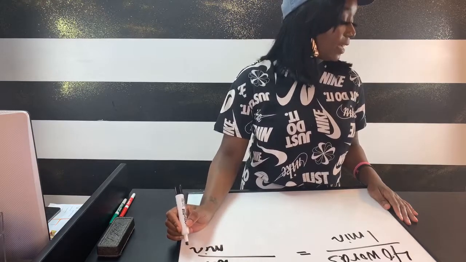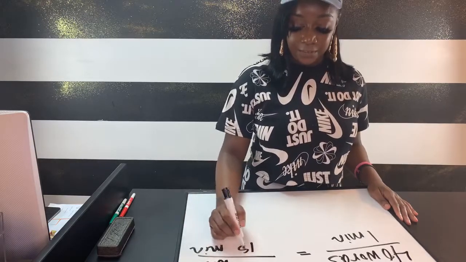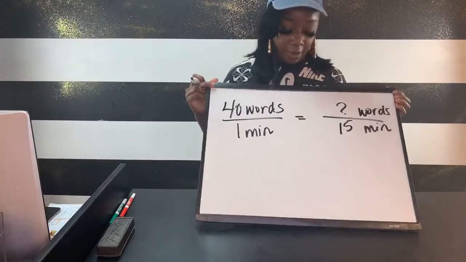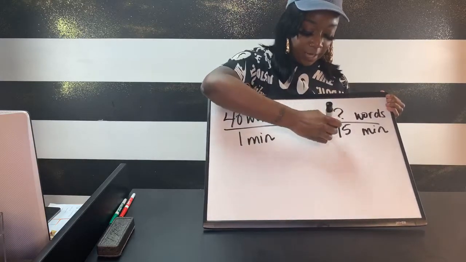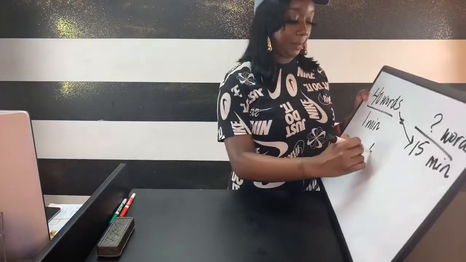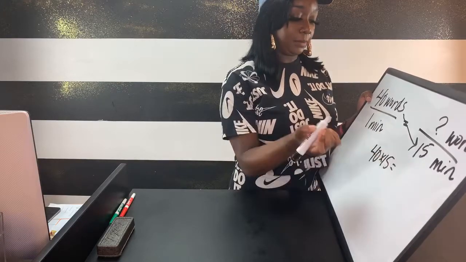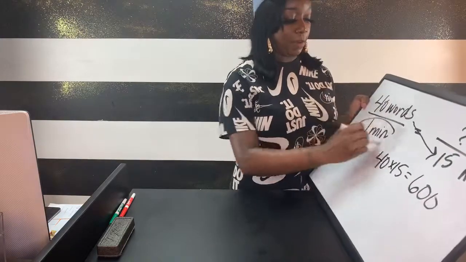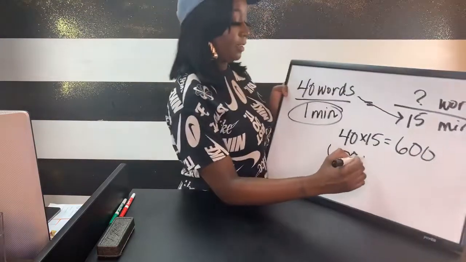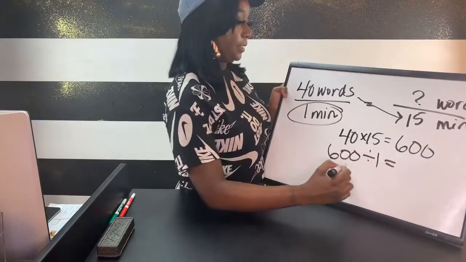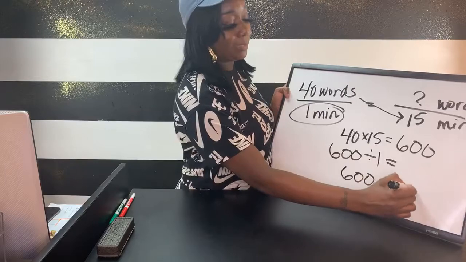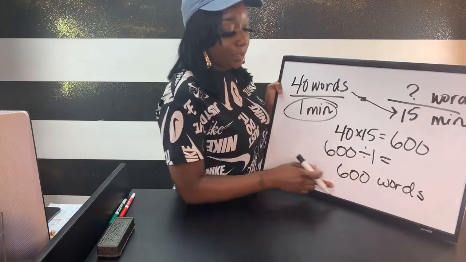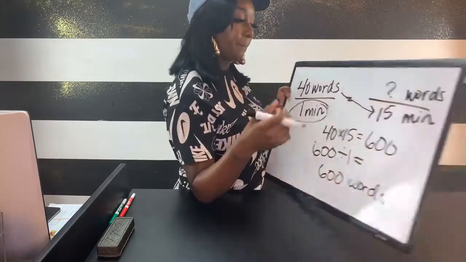All right, so the second half says, if he types for 15 minutes, so I know 15 goes in the bottom. And of course, we put our question mark up top. So same thing, cross multiply to the bottom. So we're doing 40 times 15, which gives us, what? 600. And then we always divide by what's left over. So if we do 600 divided by 1, that's going to give us 600 words. And of course, you want to make sure you always understand the context, because if you make a mistake, you'll be able to understand context-wise if it made sense, okay?